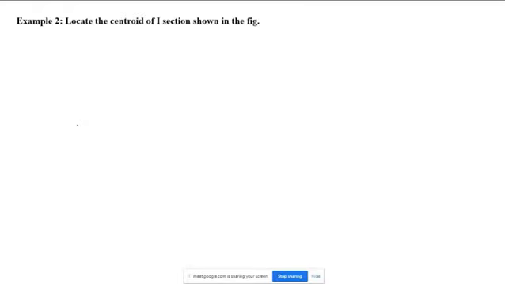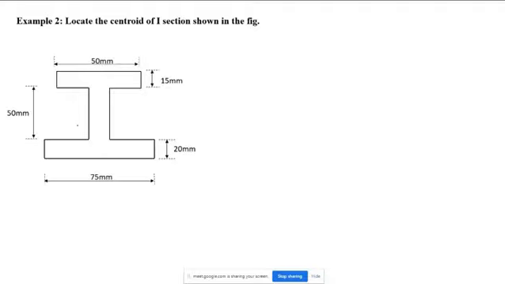Locate the centroid of the I section shown in the figure. So this is one kind of cross section. Have you seen the railway rails? You might have seen them, right? If you cut the rails, you can see this kind of cross section, isn't it? Yes or no?